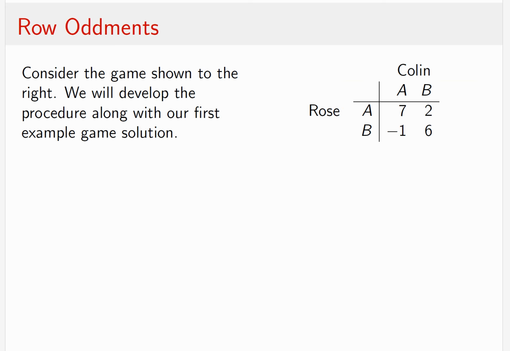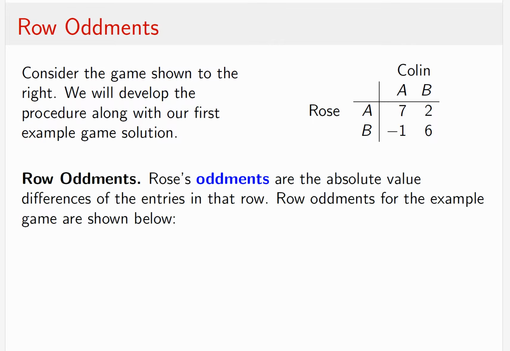Okay, so we're going to start with an example, and as we go through the procedure, we'll need an example. Why? Well, it's not that difficult, right? For the oddment for rows A, we're taking the absolute value difference of 7 minus 2, which is 5. And then we're taking the absolute value difference for rows B, and negative 1 minus 6 is, again, absolute value difference is 7. And then we can turn these oddments into the optimal strategy proportions, which are 7/12 and 5/12. Let's go through that to show you how it works, okay?